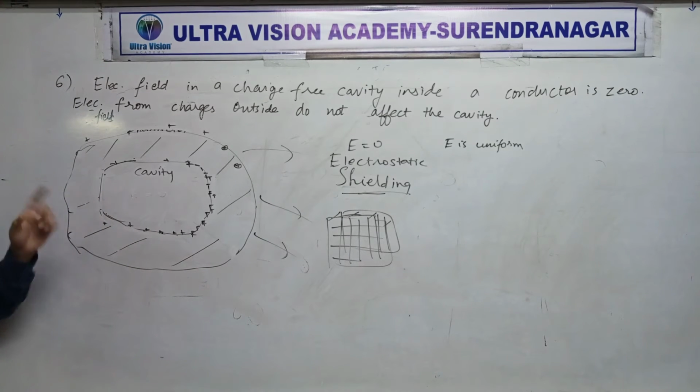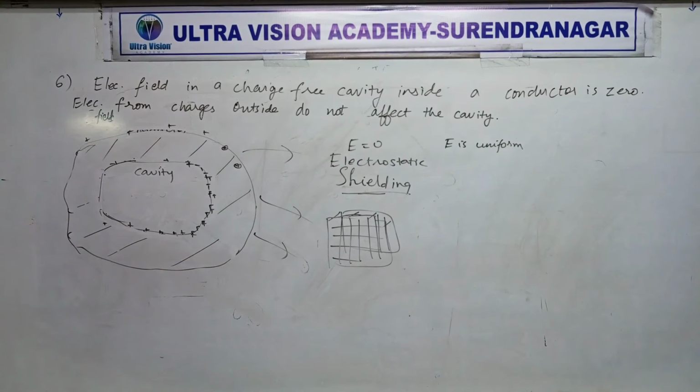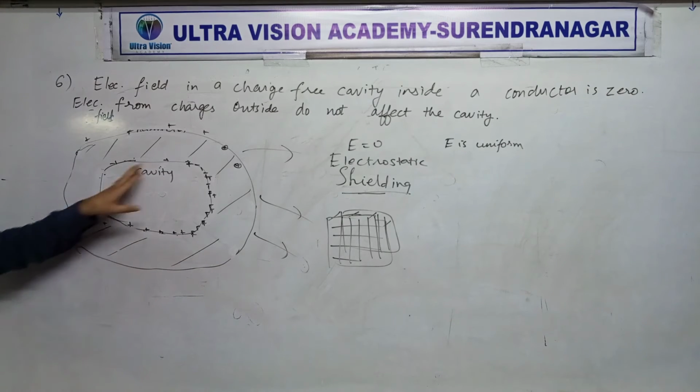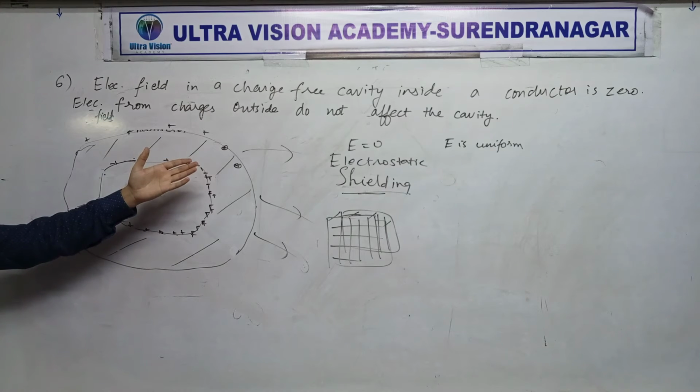I made you write that charge will be on the surface, not in the body. Then someone is asking on which surface? On the inner surface or the outer surface? So if there is nothing in the cavity, then it will be on the outer surface. Is that fine?